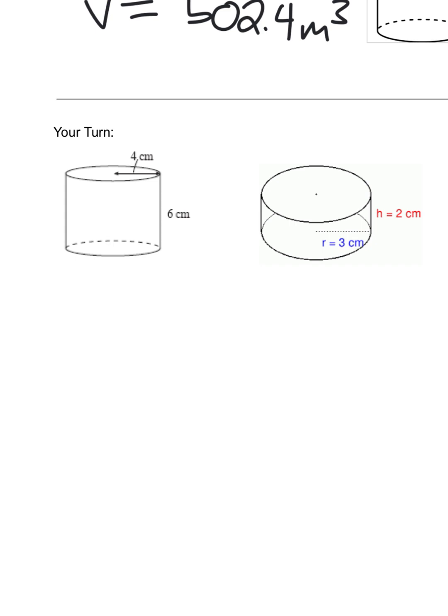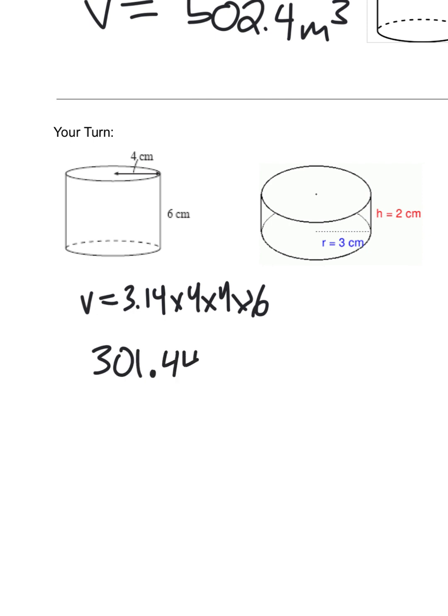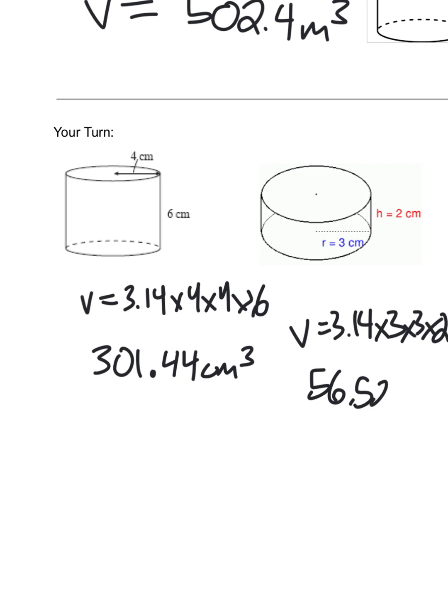All right, plugging it in, you should have gotten 3.14 times 4 times 4 times 6, which is 301.44 centimeters cubed. And then on this one, we had 3.14 times 3 times 3 times 2, which is 56.52 centimeters cubed.